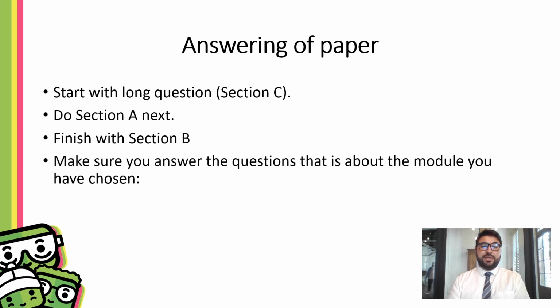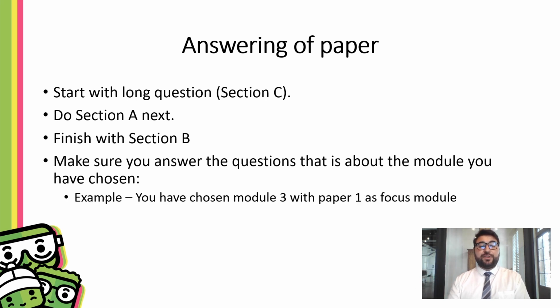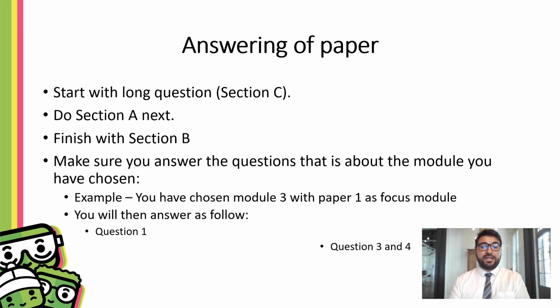And remember here, make sure that you answer the questions about the module that you have chosen. Let's say, for example, you have chosen module 3 with paper 1 as your focus module. You will then answer the questions as follows. Question 1, because it's compulsory. Then you're going to do question 3 and 4 with section B. And then you're going to do question 6 with section C. That's going to be a better answering method for you, helping you to obtain the most possible marks.